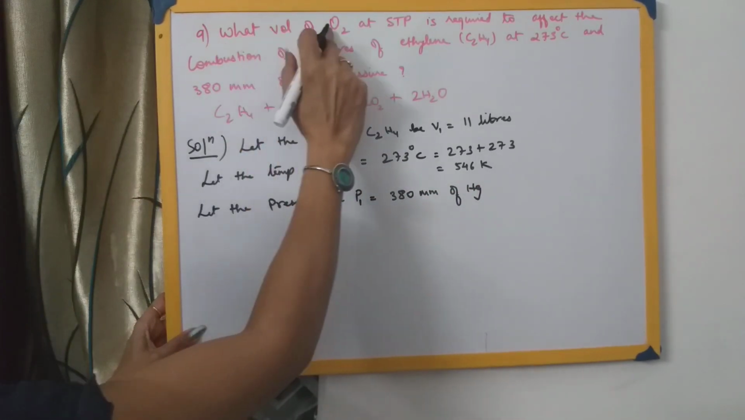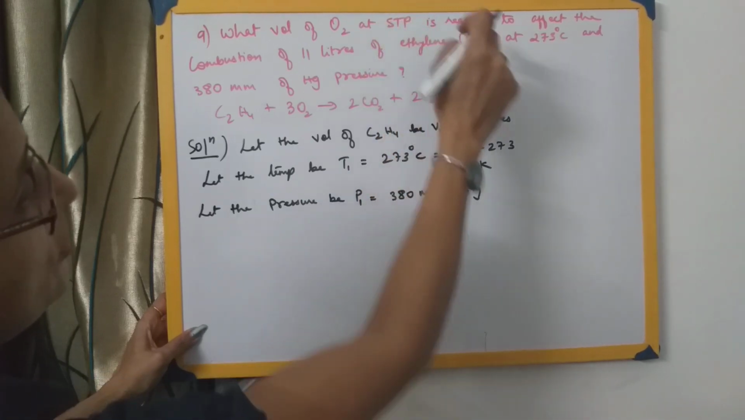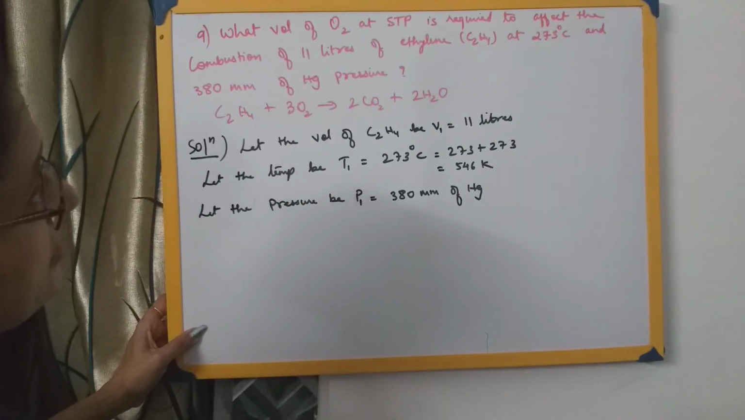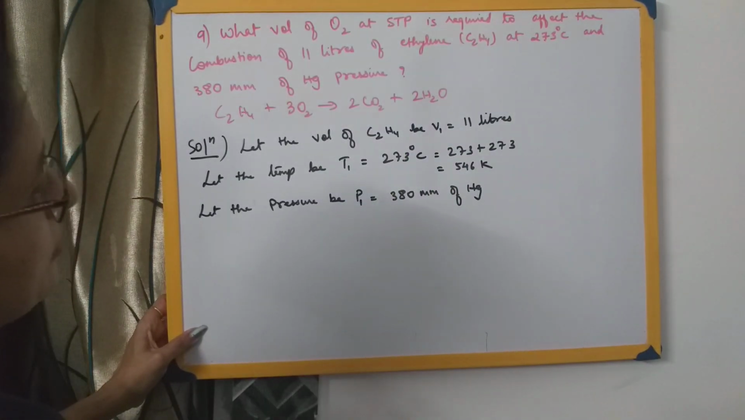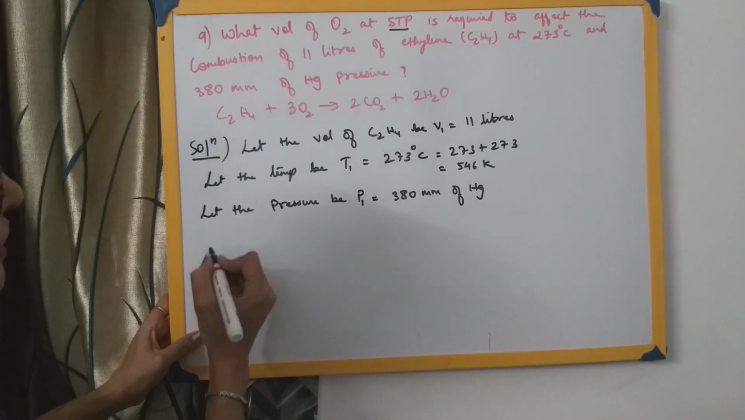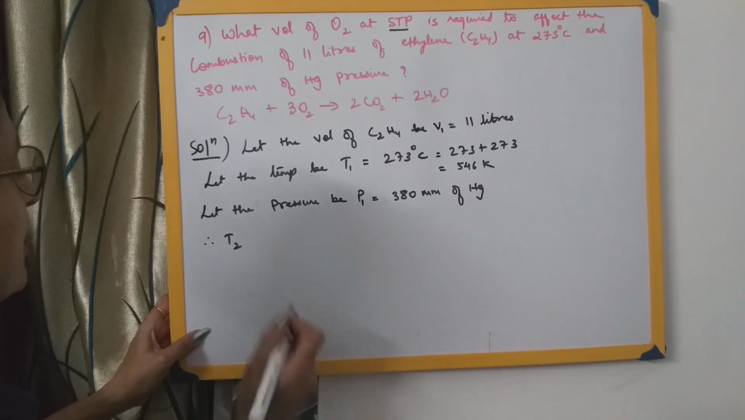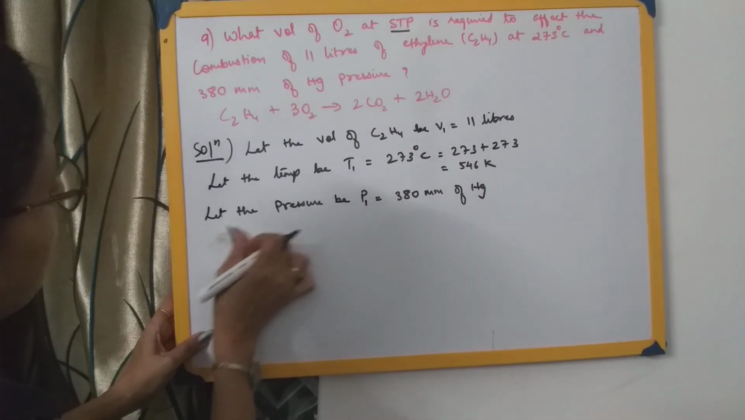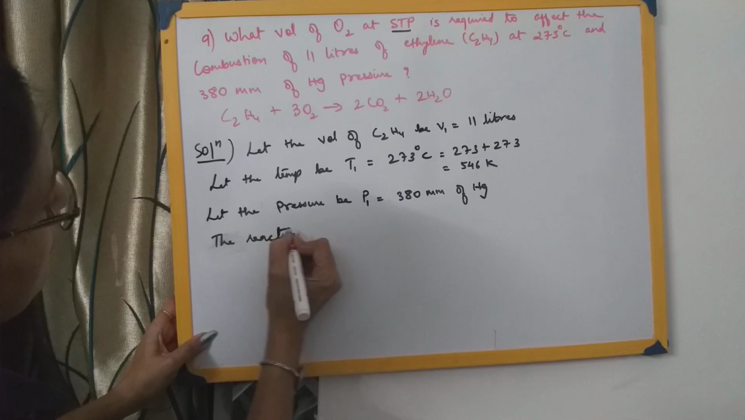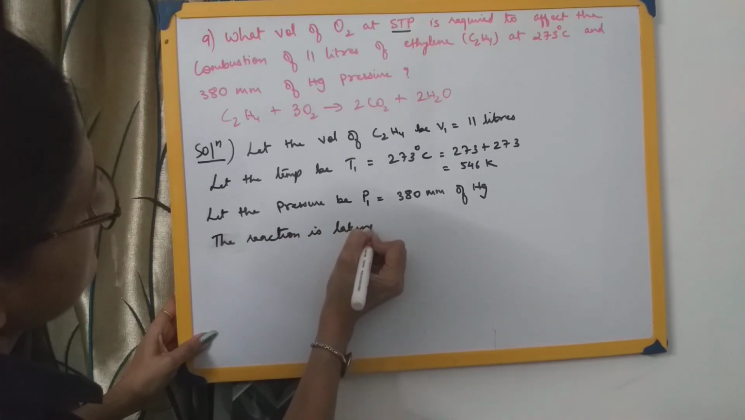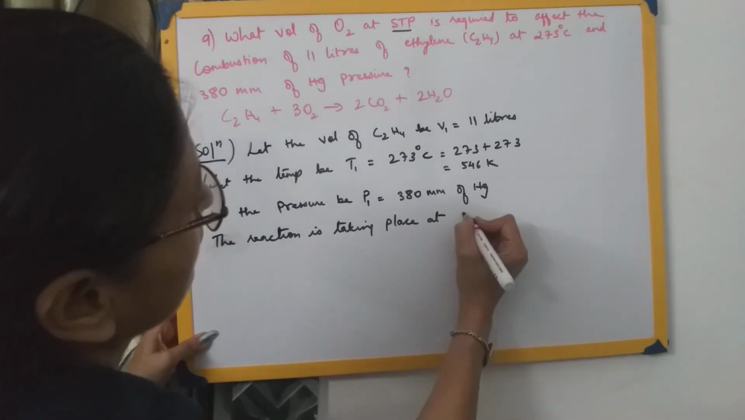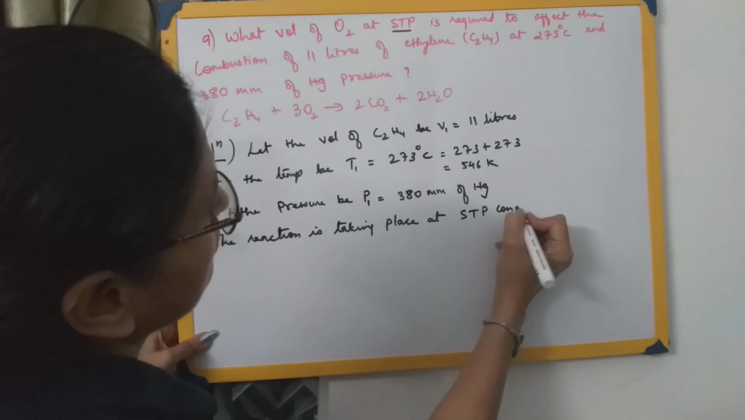Now it's been asked what volume of oxygen at STP, standard temperature and pressure, is required to affect this particular reaction. So we have to find V2, and T2 and P2 we get from this word STP, standard temperature and pressure. Therefore the reaction is taking place at STP, standard temperature and pressure conditions.